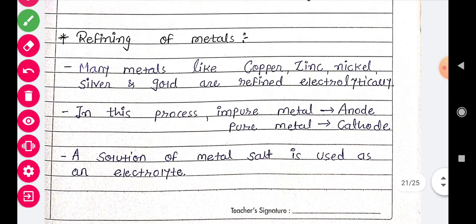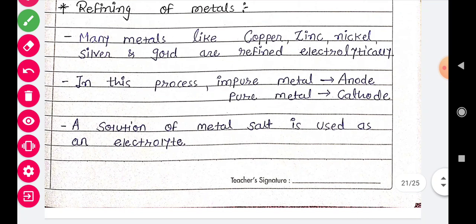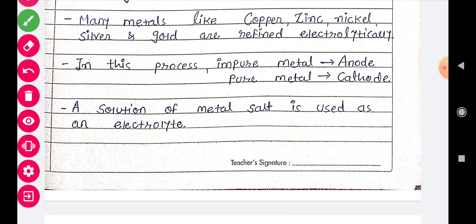In a similar way, in this method, the impure metal is connected as the anode while the pure metal is connected at the cathode. In order to extract the purest metal from the raw metal, we need to refine it. So let us talk about the refining method. Which kind of method is utilized?